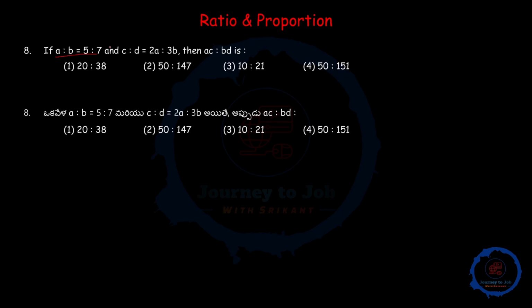ఓకే, నెక్స్ట్ క్వశ్చన్. See, A is to B is equal to 5 is to 7. C is to D is equal to 2A is to 3B. Then AC by BD is what? So here given A by B is equal to 5 by 7 and C by D is equal to 2A by 3B and asking AC by BD ratio is asking.